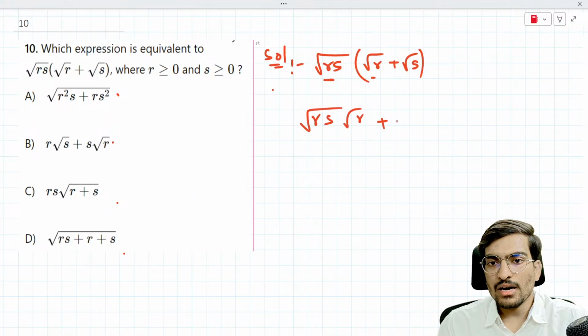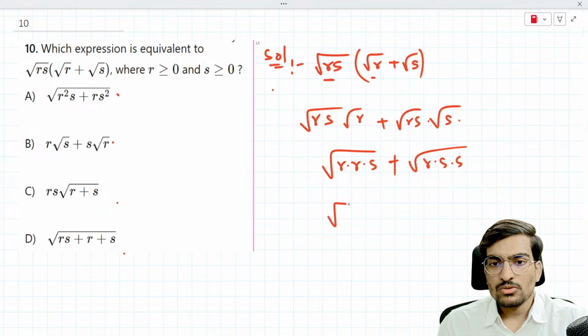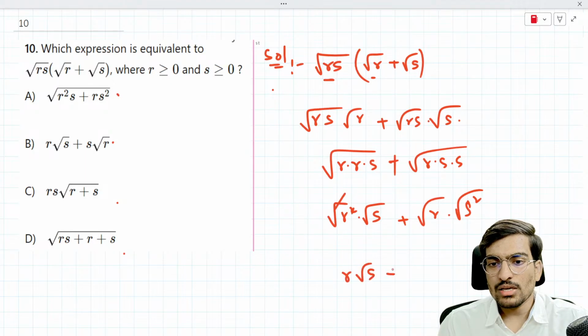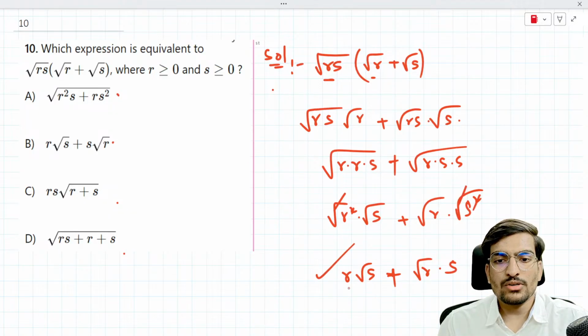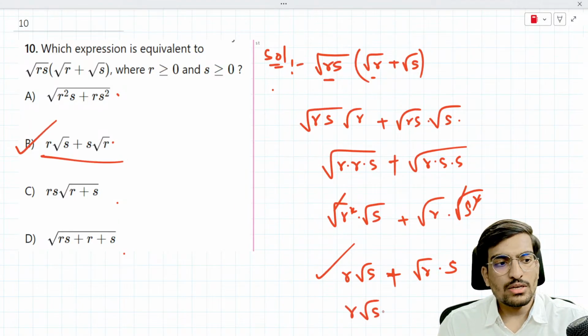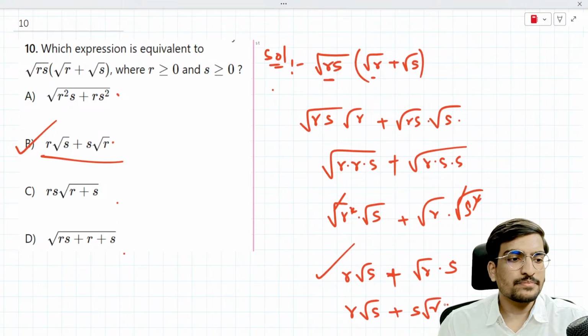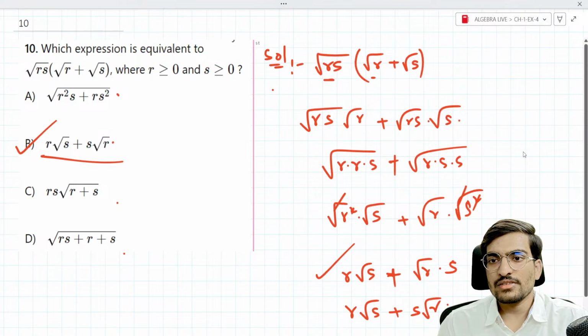Root RS multiplied by root r, plus root RS multiplied by root s. So we get root r into s plus root r into s s. We can write this as root r square and root s, plus root r and root s square. That's r root s plus s root r. Do we have this kind of option? Yes, r root s plus s root r, option B.